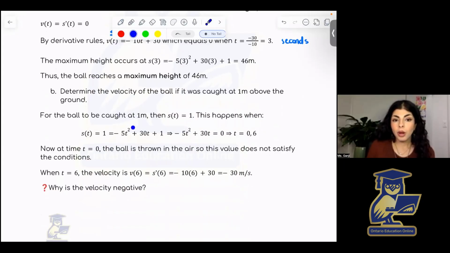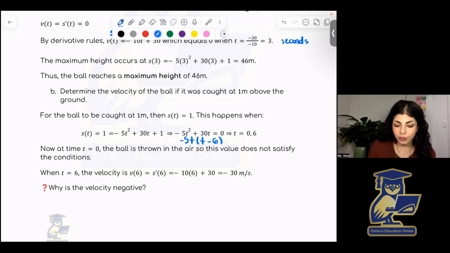So now, for the ball to be caught at 1 meter, then s of t is equal to 1. And now we're just solving, and you can do factoring here. So s of t being equal to 1 means that this expression is equal to 1. But again, the ones cancel out. So we have negative 5t squared plus 30t is equal to 0. And factoring, we would take out negative 5t, so then we're left with t minus 6.